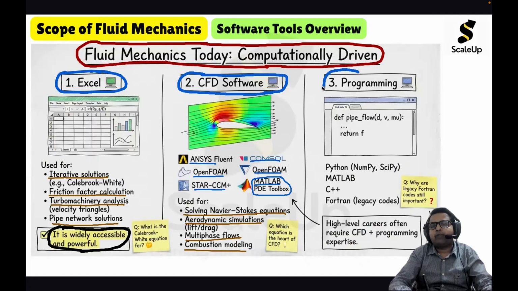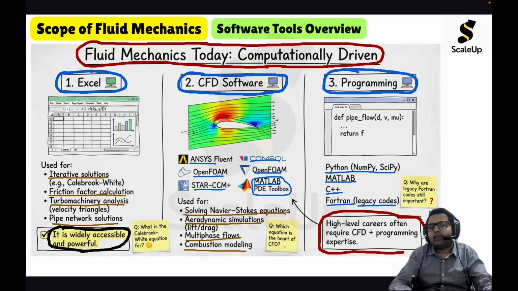If we talk about programming, instead of using a software, we can write programs also. To write programs, we can make use of different languages. We can do it in Python, where we have libraries like NumPy and SciPy. We can make use of MATLAB. We can make use of C++ and Fortran. There are also some legacy codes. So the idea is very clear: high-level careers often require computational fluid dynamics with programming expertise.